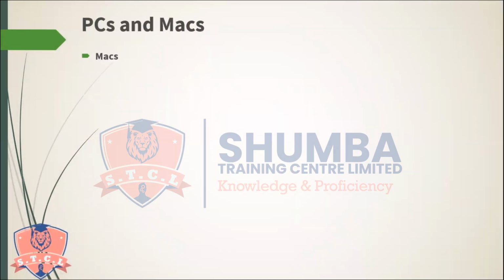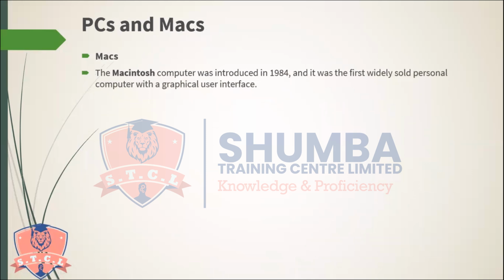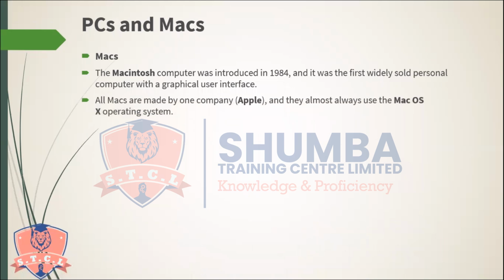Next, we have Mac. The Macintosh computer was introduced in 1984, and it was the first widely sold personal computer with a graphical user interface. All Macs are made by one company known as Apple, and they almost always run using the Mac OS X operating system. So almost all the Macs use one type of operating system. But for PCs, you can use the Windows operating system, you can use Ubuntu, you can also use Linux. But the most common one is Windows.